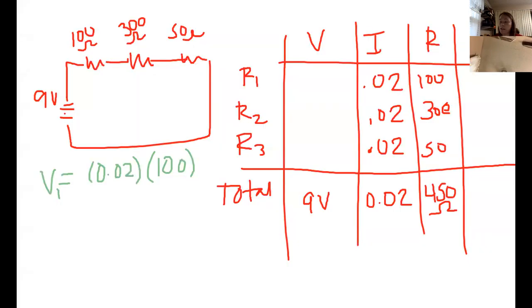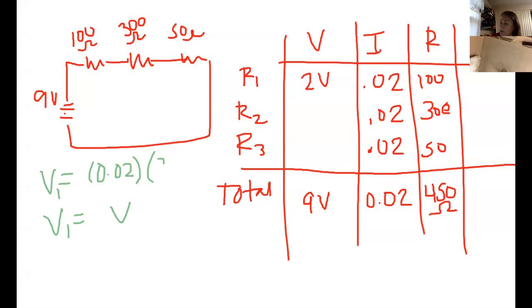So clearly, the voltage drop across resistor 1 is simply 2 volts. So we'll fill in 2 volts here. And then you're just going to repeat. Let's do the second resistor.